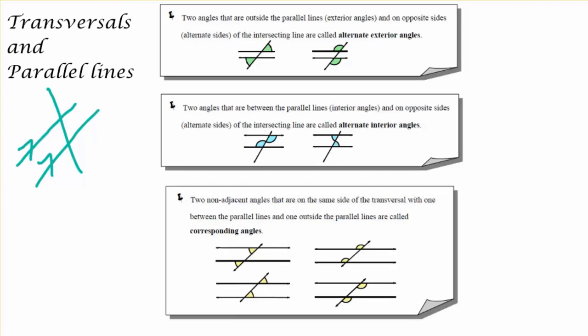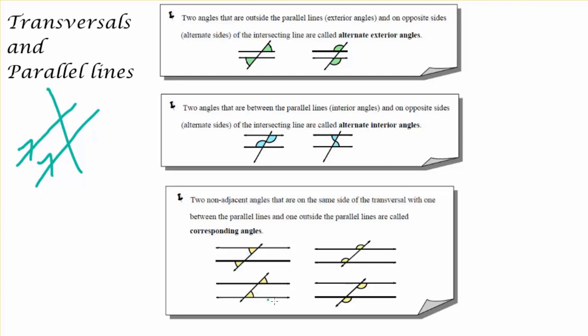To start off, we know that the two angles that are outside the parallel lines and on opposite sides of that transversal are called the alternate exterior angles. Now, if those two angles are on alternate sides of the transversal, but are instead on the inside of those parallel lines, those angles are called alternate interior angles.